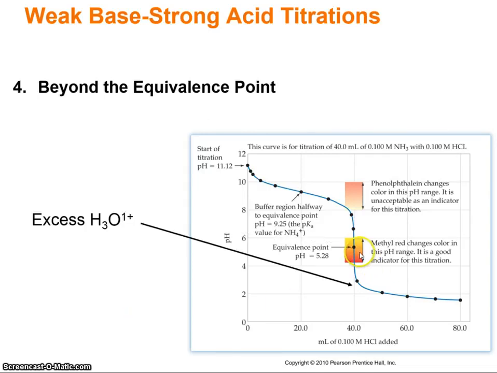Beyond that point, we've added in one drop extra. Now we've got excess H3O+. It's going to work like a strong acid problem, and the volume needs to be corrected for. Again, I would go out all the way to twice the equivalence volume, because then the moles of H3O+ are going to be equal to the moles of my starting titrant. It just makes the math a little bit easier.